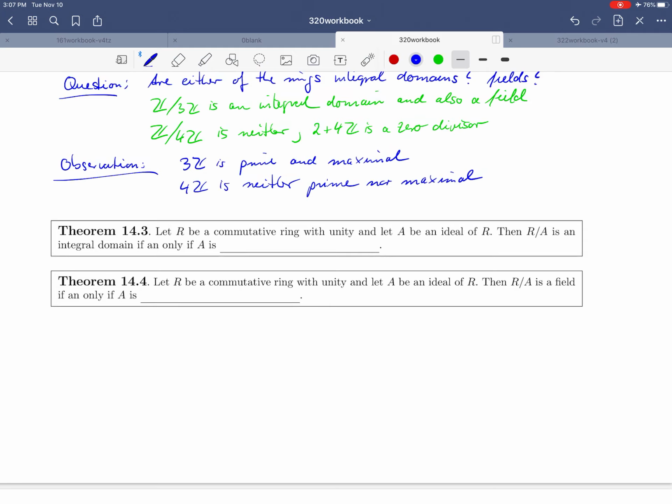So we have theorem 14.3 and 14.4, and they say that if you have a commutative ring R with unity and you have an ideal A of R, then R mod A is an integral domain if and only if A is prime. And R mod A is a field if and only if A is maximal.